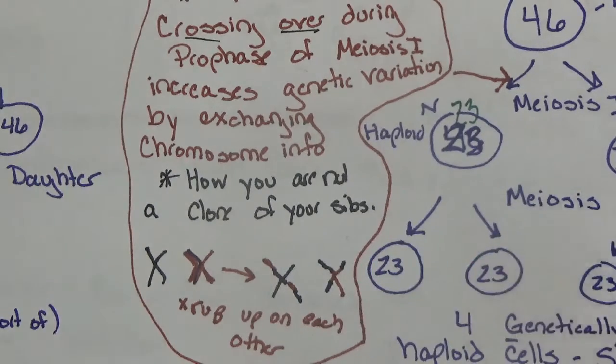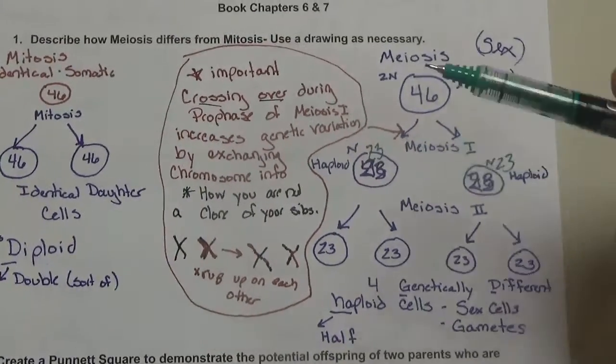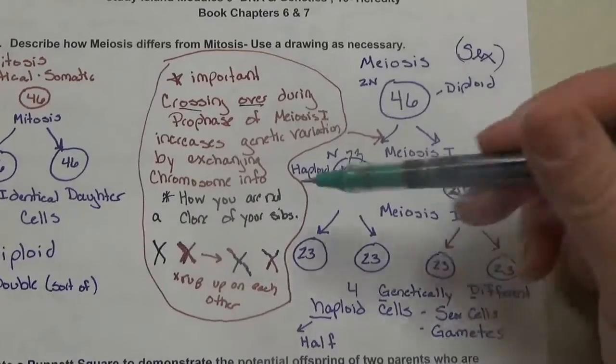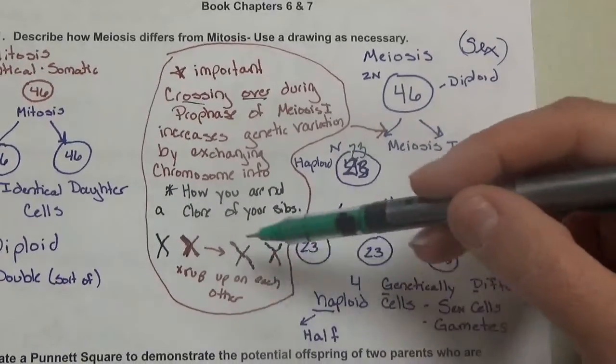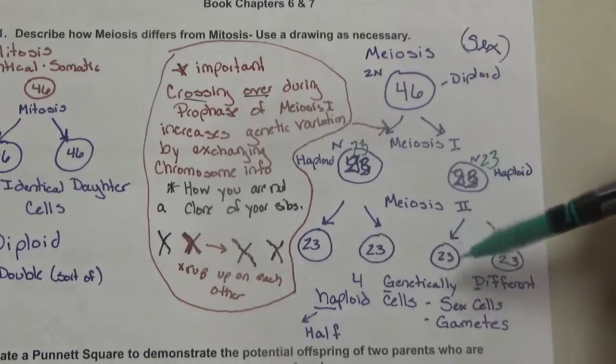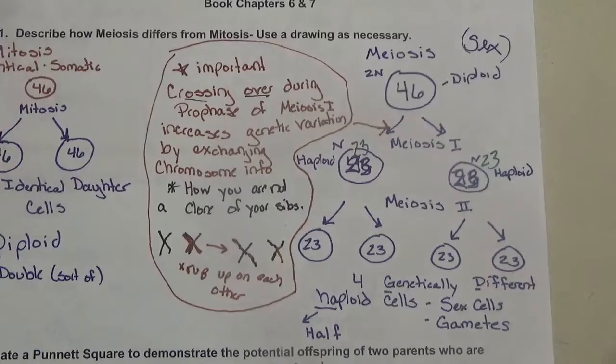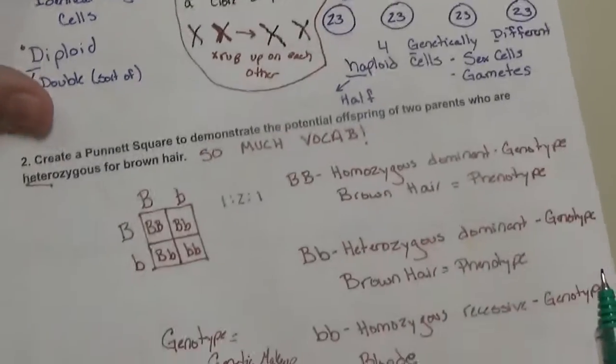So at the end, when you get these 4 genetically different haploid cells, they have some variation. It's how your eggs get scrambled a little bit, the sperm gets the chromosomes a little bit differentiated, so that way you're not an exact clone of your brother and sister.